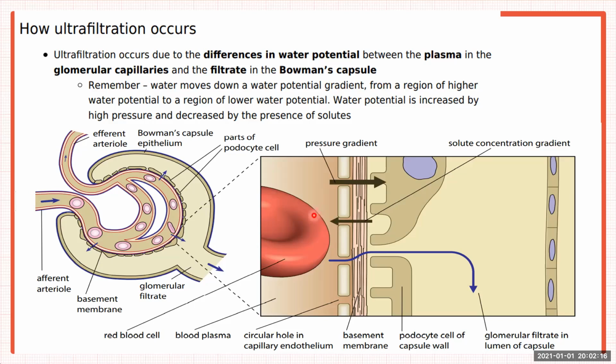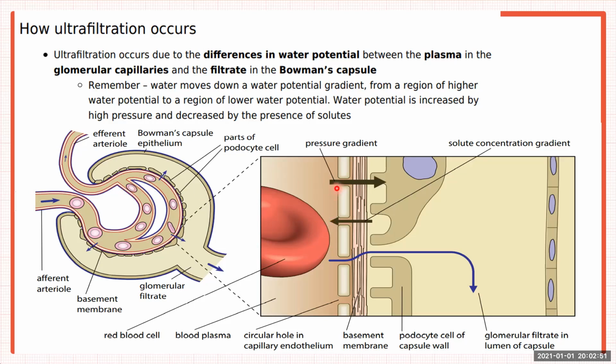This actually occurs because of differences in the water potential between the plasma in the glomerular capillaries here, and the filtrate which is there in the Bowman's capsule. Water always flows from a region of higher water potential to a region of lower water potential. In this case there are more solutes here, because of proteins and red blood cells, so the water potential is less in this case, but because of the capillaries, the pressure is more.